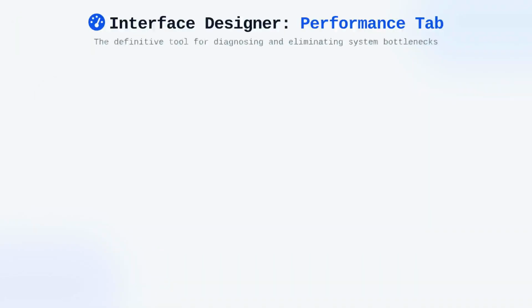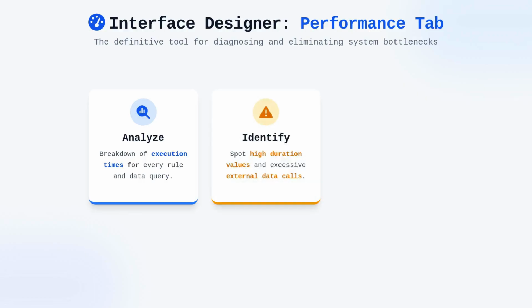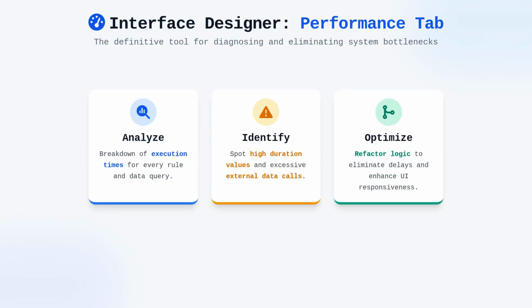The Interface Designer provides a Performance tab, which is your most valuable tool for diagnosing bottlenecks. When you open this tab, you see a breakdown of execution times for every rule and data query contained within that interface. It is important to look for high-duration values, as these indicate expressions that are straining the system. If you see a particular rule taking up a significant portion of the total execution time, that is a clear signal to refactor your logic.